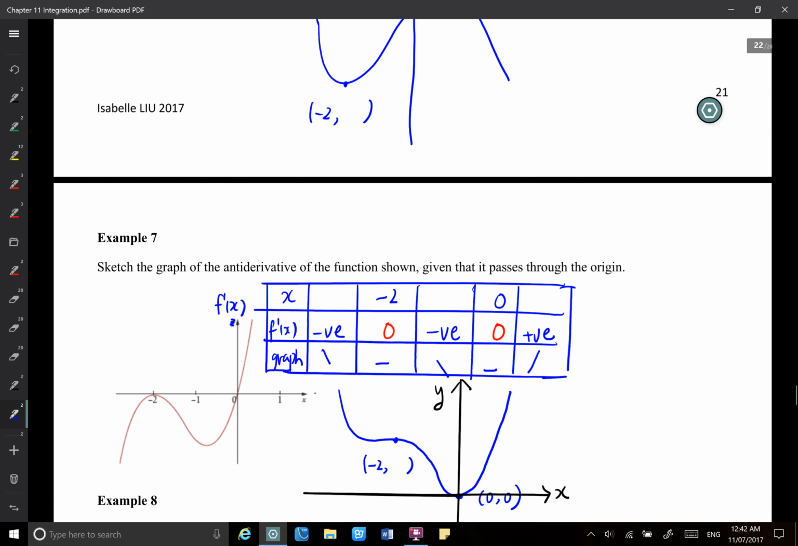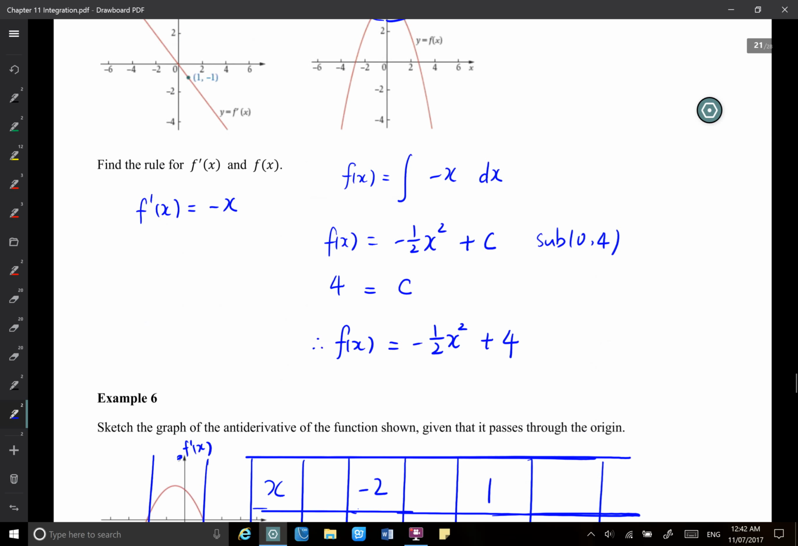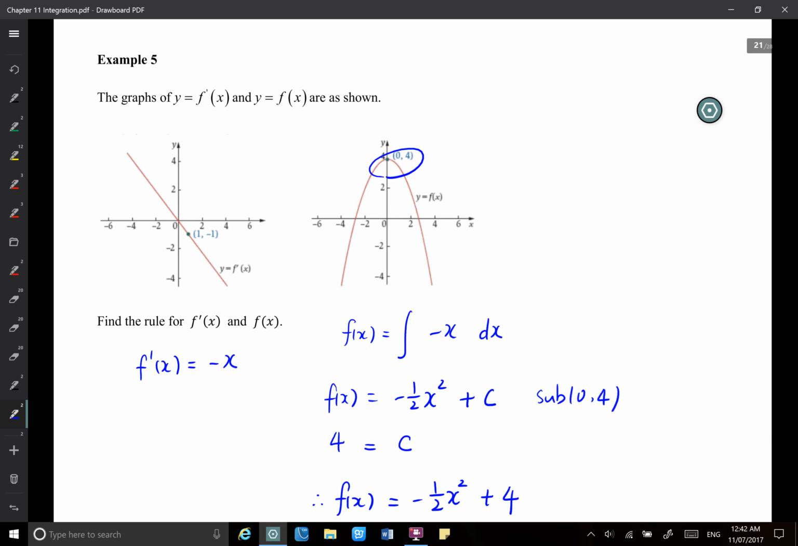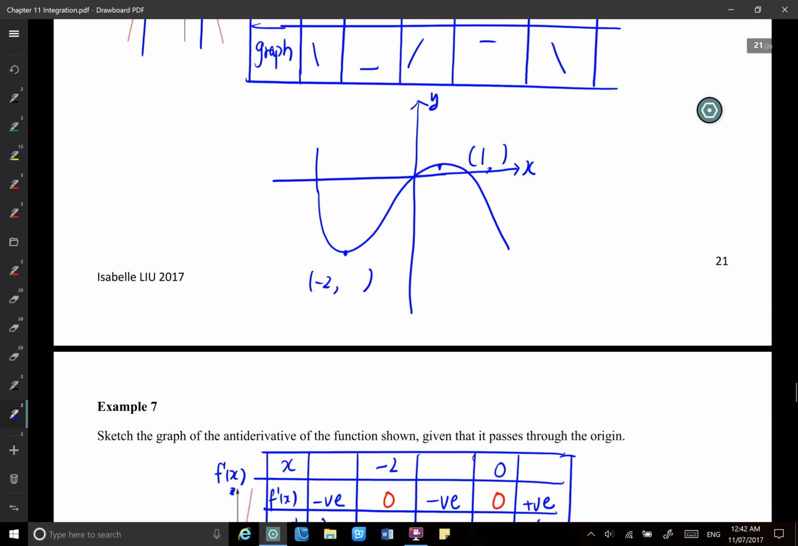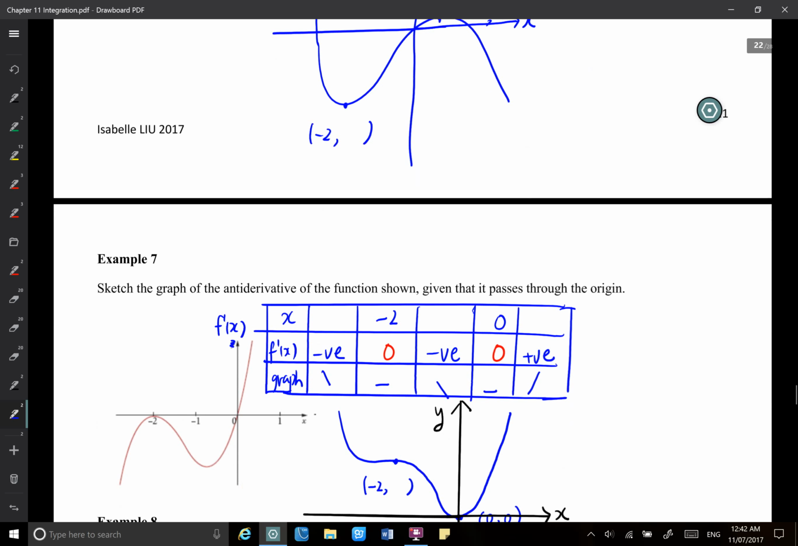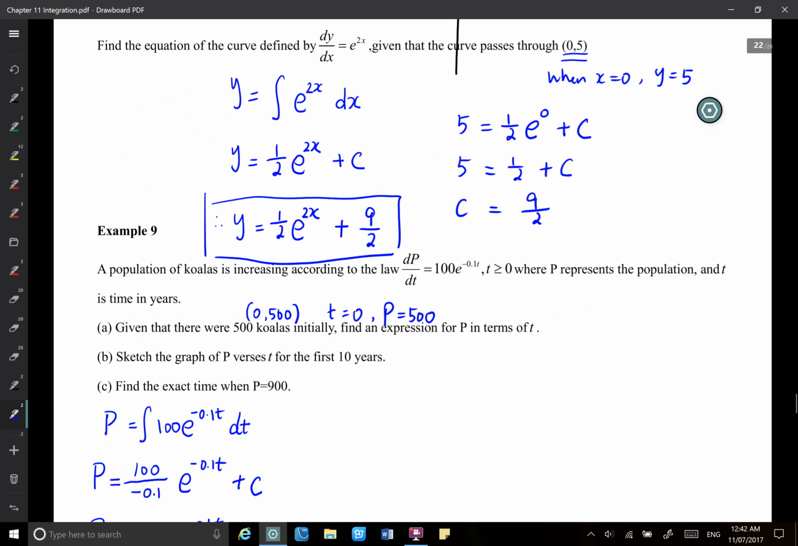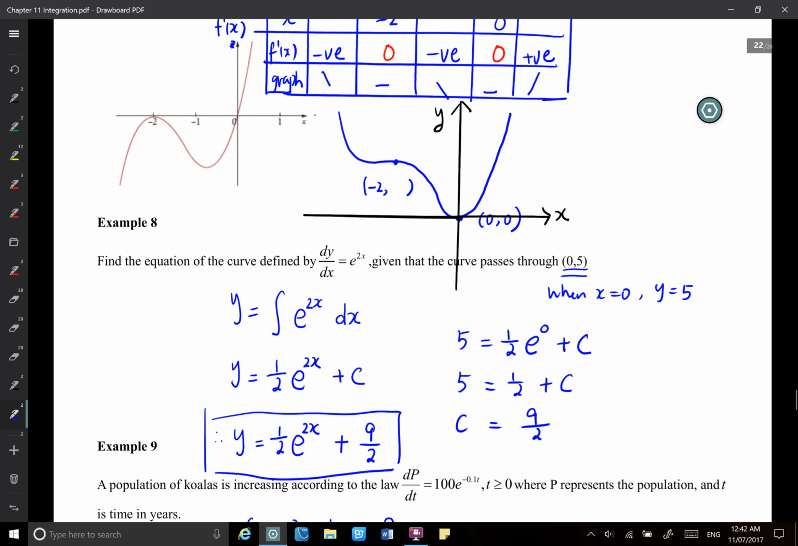Okay, last lesson what we learned is using the derivative graph to find the original graph. And we can use the derivative function to find the original function. Let's have a look at an easy question here. Example 8. I already wrote the answers on it.